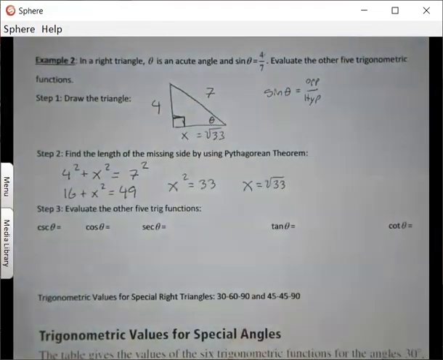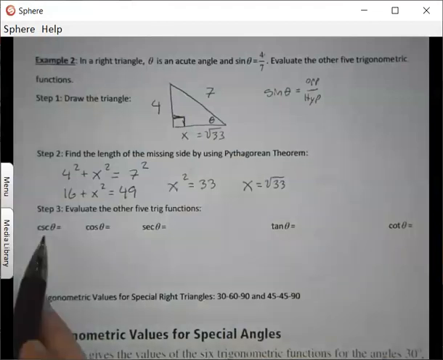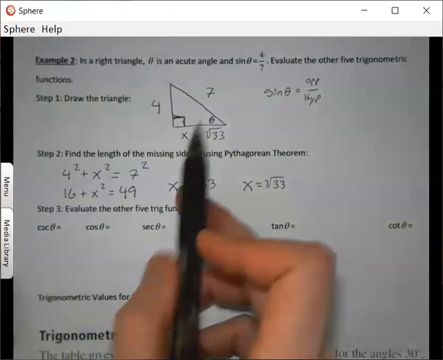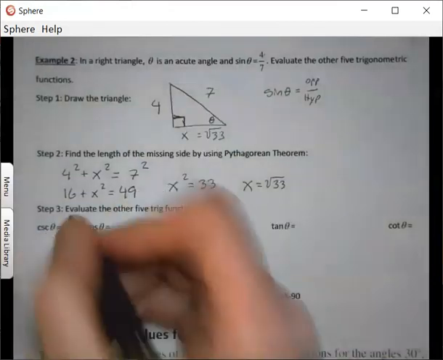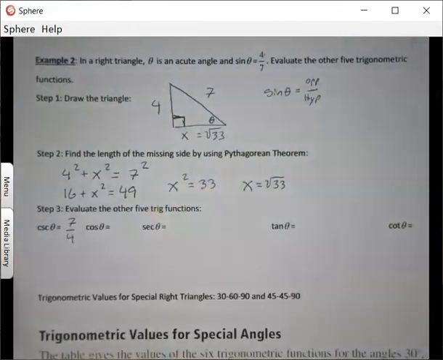So just like before, we're going to evaluate our trig functions. So we're going to fill in the ratio. So cosecant, hypotenuse over opposite. So that's going to be 7/4. Cosine, adjacent over hypotenuse.